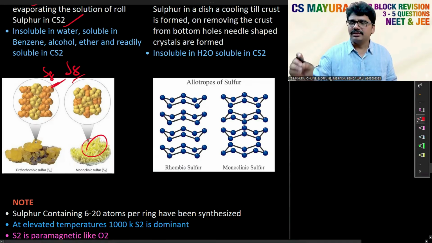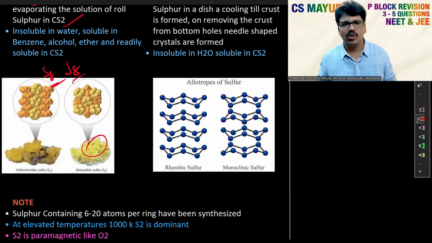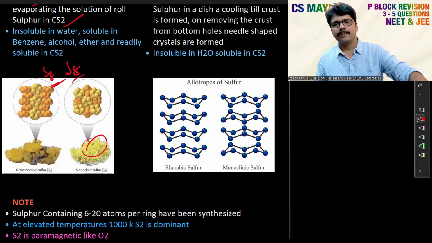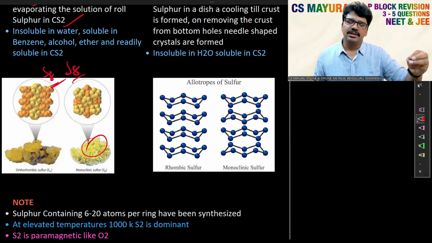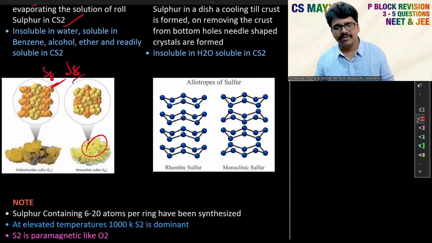Sulfur is heated at high temperature and you get molten sulfur. The molten sulfur is allowed to cool. After cooling, one solid crust is formed at the top. If any unsolidified substance is present in the vessel, make some holes at the bottom, remove that liquid, and remove the crust.